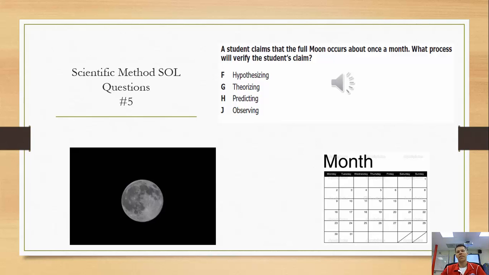A student claims that the full moon, as you can see here, occurs about once a month. What process will verify or substantiate or make true the student's claim? Hypothesizing, just making an educated guess about it, theorizing, predicting, or observing. Which one of these four things can make it clear that once a month there's a full moon normally? And the best answer here is J, observing.